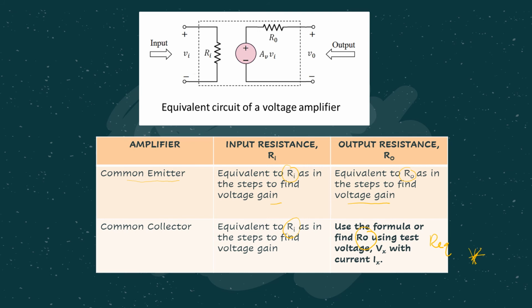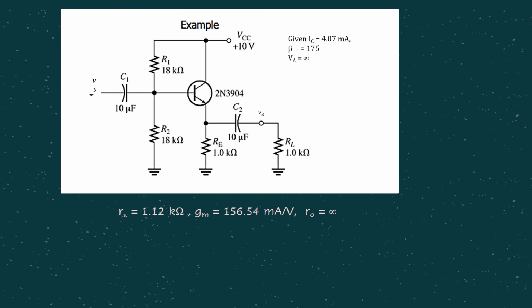It's important. Now let's have a look at another example of a common collector amplifier. Obviously we know this is a common collector amplifier because, as you can see here, the load resistor is connected at the emitter terminal, so we know the gain should always be positive. In this case, IC is given, meaning we don't have to do the DC analysis. Beta is given, VA is given as infinite, meaning R0 is infinity, so we don't have to consider it in AC analysis. From there, if you use the IC value to find the small signal parameters, you are supposed to get R pi and GM, and obviously R0 is infinity.